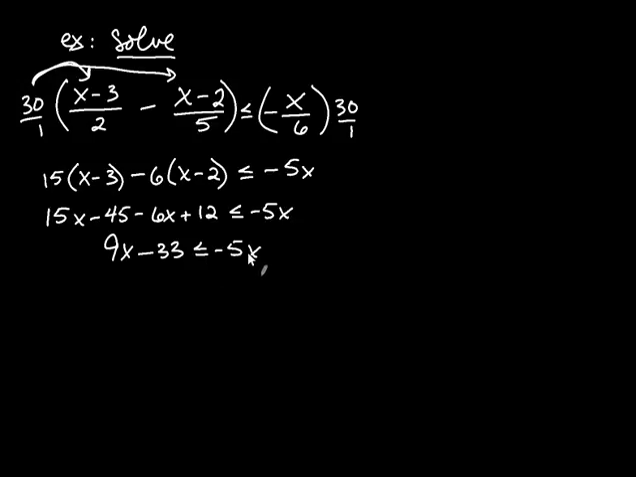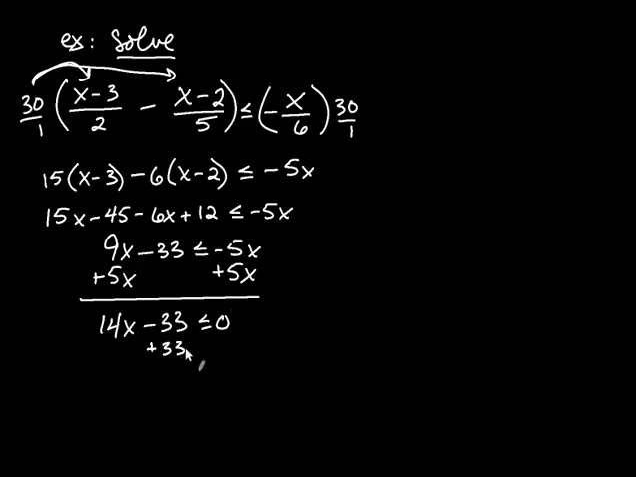Okay, now we're trying to get x on one side, right? So let's get x on the left. So I'm going to add 5x to both sides. And then we're looking at, let's see, it's going to be 9x plus 5x is 14x minus 33 is less than or equal to 0 on the right-hand side. So we're going to add 33 to both sides now. So now we're looking at 14x is less than or equal to 33. Finally, let's divide both sides by 14.